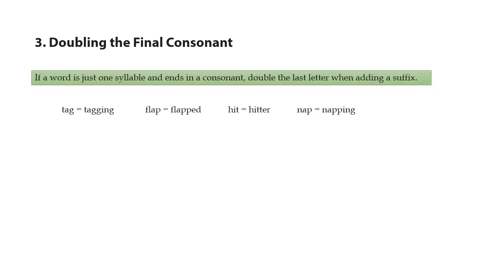Okay, the third rule that we're going to look at is the one for doubling the final consonant. So if a word is just one syllable and ends in a consonant, you double the last letter when adding a suffix. So tag, tagging, flap, flapped. You see how that final consonant is doubled in each of these cases. And those words are one syllable words.